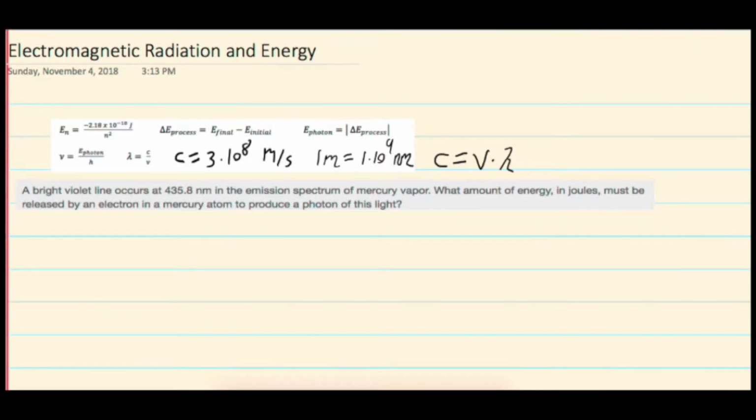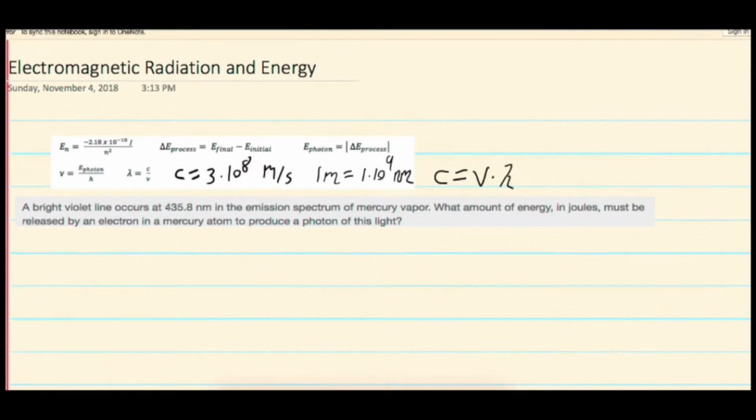A bright violet line occurs at 435.8 nanometers in the emission spectrum of mercury vapor. What amount of energy in joules must be released by an electron in a mercury atom to produce a photon of this light? Before we can even really address this question, we need to figure out what we're given. We start with 435.8 nanometers, and they want us to find the amount of energy in joules needed to produce a photon of this light.